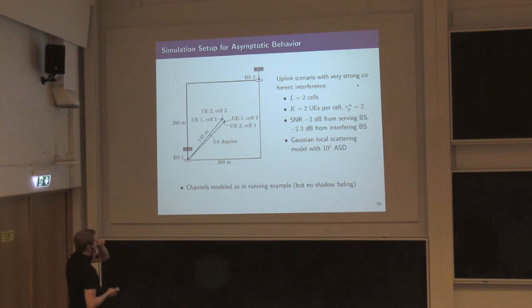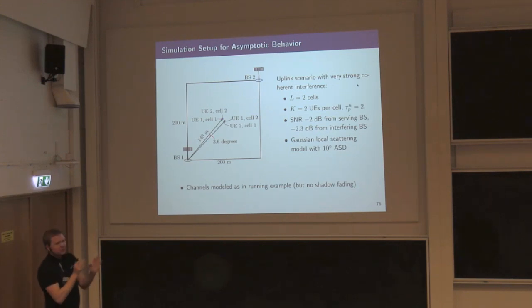Here is a simple example where I try to take this to the extreme. I have two base stations at different locations, and I put out two users in each cell. They have only a 3.6 degree difference. They have almost the same covariance matrices, but not exactly the same. Here I have user 1 in one cell, here I have user 2 in the other cell. User 1 in cell 1, user 1 in cell 2, they are at slightly different angles.